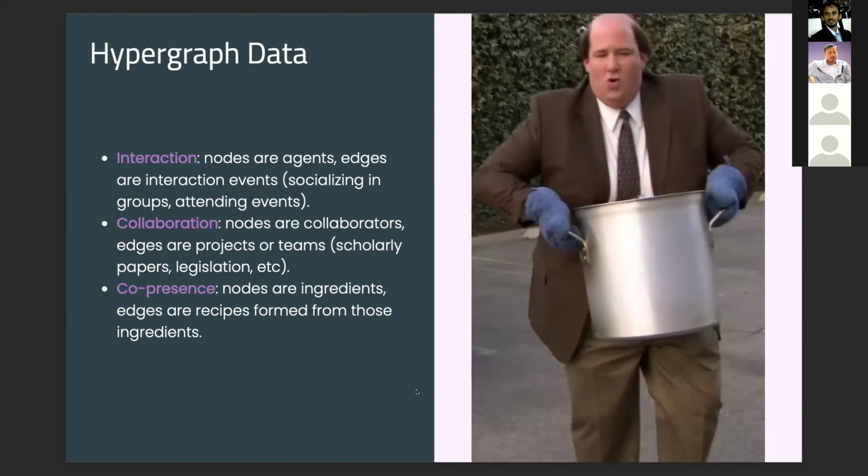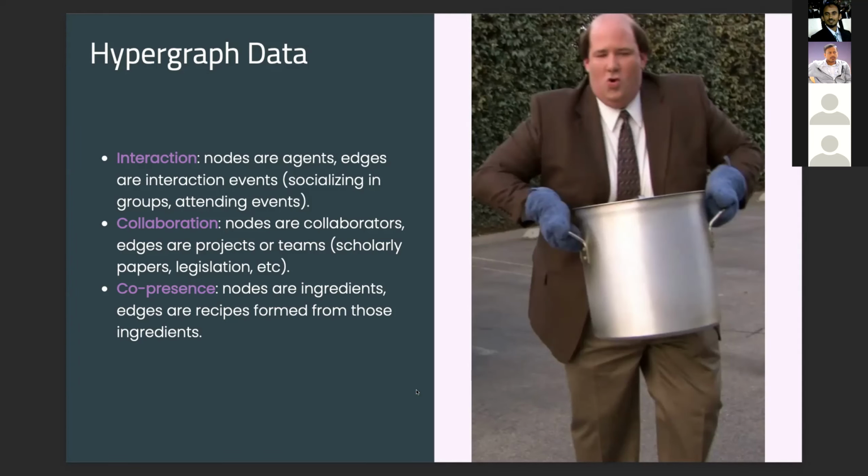Okay, and then finally, this data arises in representing the concept of co-presence. So for example, the nodes could be ingredients and the edges could be recipes formed from those ingredients. And I feel like I have to explain this picture because if you're not an Office fan, you maybe are wondering what's going on here. This is someone who's carrying a big vat of chili in which, of course, numerous ingredients have been combined to form Kevin's famous chili.